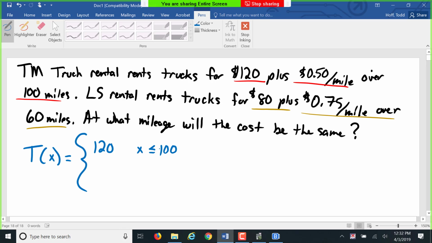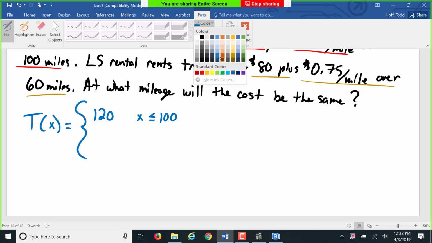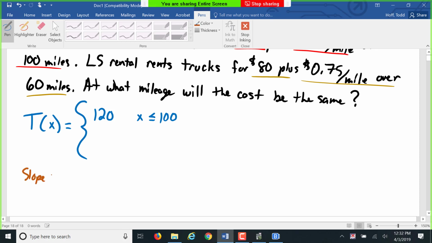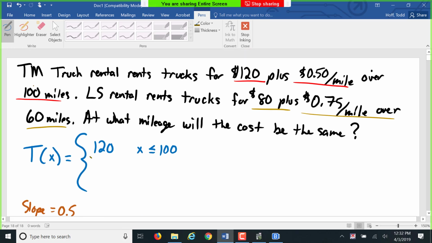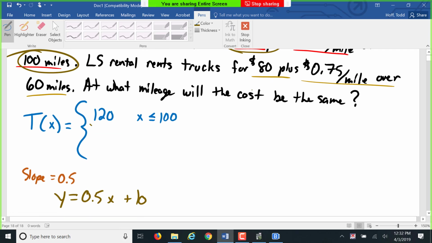We know our slope is 50 cents a mile, so the slope is 0.5. We need to find the y-intercept. Well, we know our equation is going to have the form y equals 0.5x plus b. We need to have a point that it goes through. Well, at 100 miles, the price is still $120. So if x is 100, y is still 120.